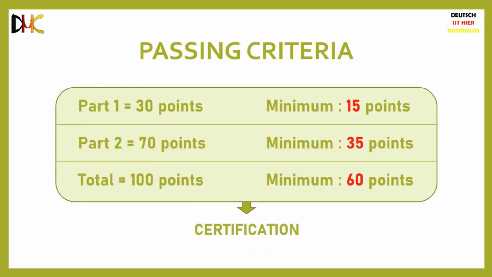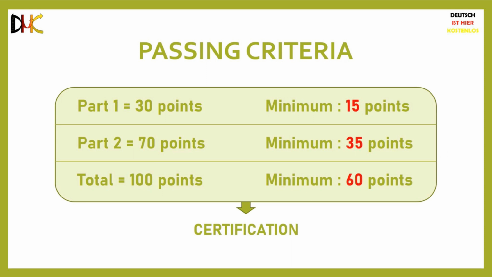There is also a minimum grade requirement to be eligible for the certificate. In order to pass, you need to make sure you meet these 3 requirements. First, you need to score at least 15 points out of 30 in part 1 of the language level. Second, you need to score at least 35 points out of 70 in the part 2 of the language level. Third, your total score, which would be the sum of your score in part 1 and part 2, should be at least 60 out of 100.